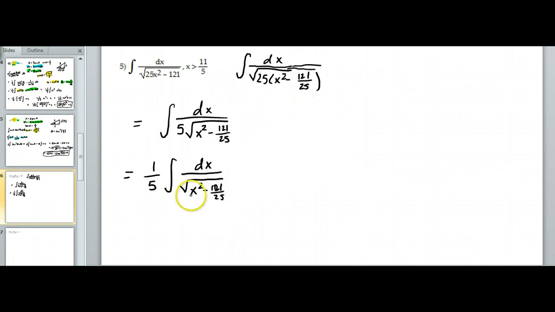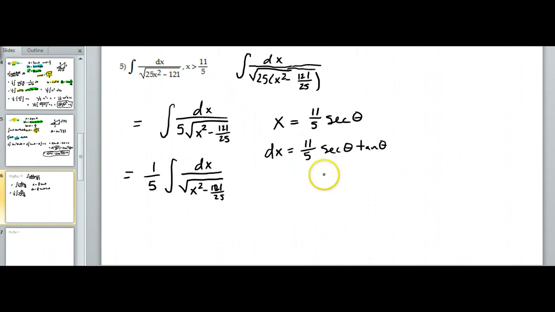Alright, so in this case, I'm going to let x equal, again, this is secant because it's a variable squared minus the constant. So I'm going to let x equal 11/5 secant theta. Okay, so what does that mean dx is? Dx is 11/5 secant tangent.